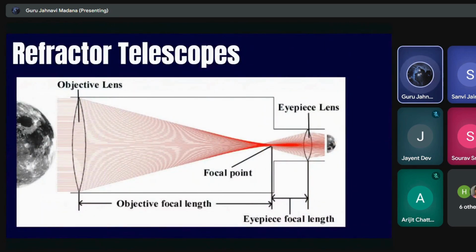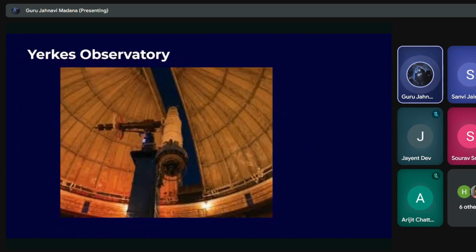Let's start with the basic one, the refractor telescopes. These use lenses to bend, or refract, light and bring it to a focus. You know those pirate spyglasses? That's basically a mini refractor, and we have extended them to make observations of space. The largest refracting telescope in the world is at Yerkes Observatory in the US. Its main lens is over 1 meter wide, but it's also over 100 years old.